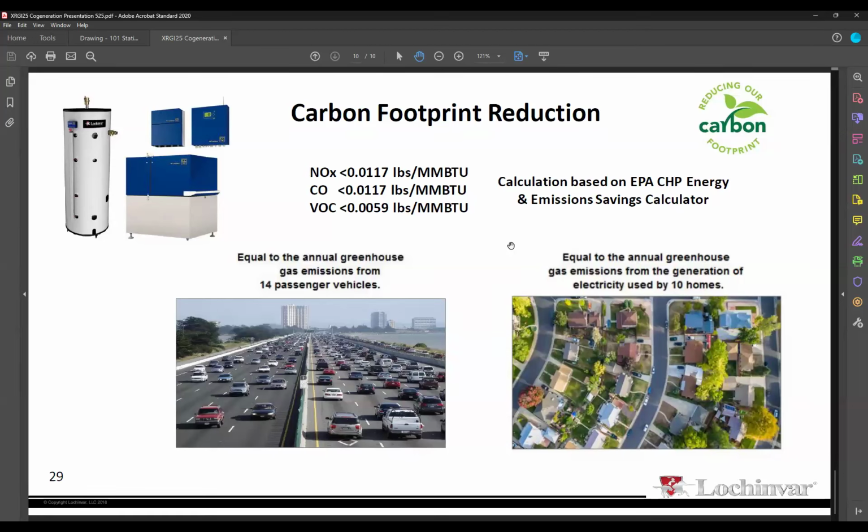And this right here just shows the impact in comparison to if you were to have a boiler and use grid power. The equivalent of one system like this is the equivalent of pulling 14 passenger vehicles off the road.